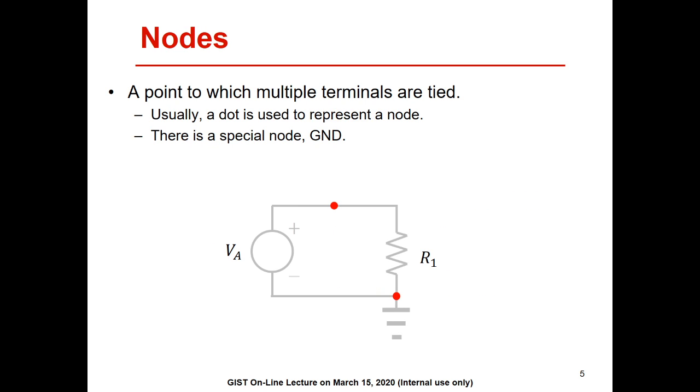In the circuit, elements are connected. There will be a point to which multiple terminals are tied. Such a point is called a node. Sometimes we use a dot to identify a node, but it is not mandatory. Even without a dot, a point where multiple elements meet is a node. And there is a special node, the ground. At the ground node, the voltage is assumed to be 0.